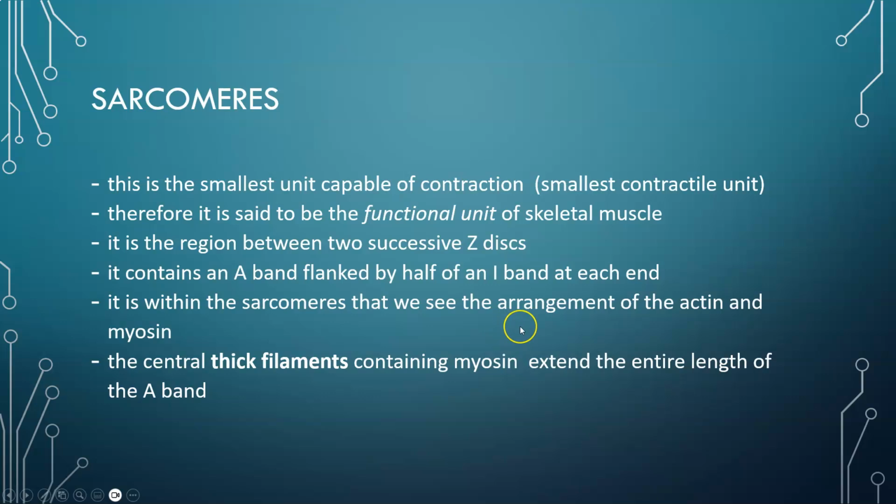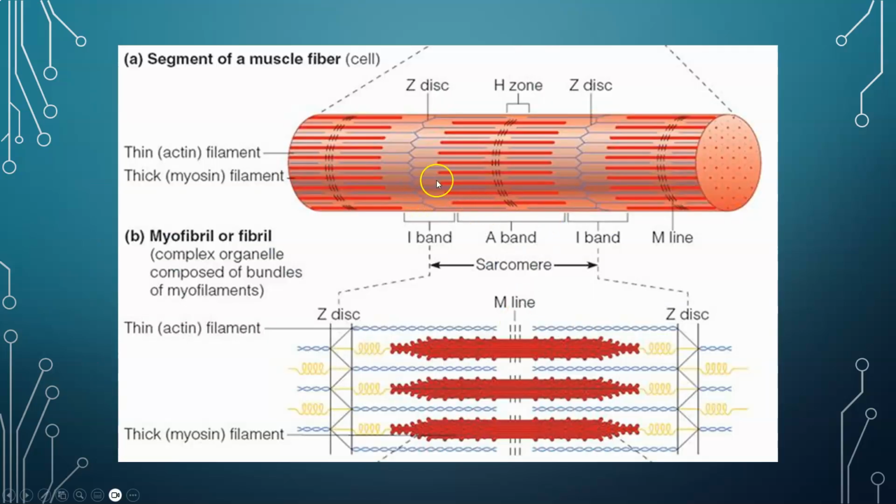So we can say then the sarcomere runs between two successive Z discs, and it contains an A band flanked by half of an I band at each end. So we can see again it's half of an I band here, all of an A band, and half of an I band that represents a sarcomere. Full A band, half of an I band on each side, represents a sarcomere running from Z disc to Z disc.